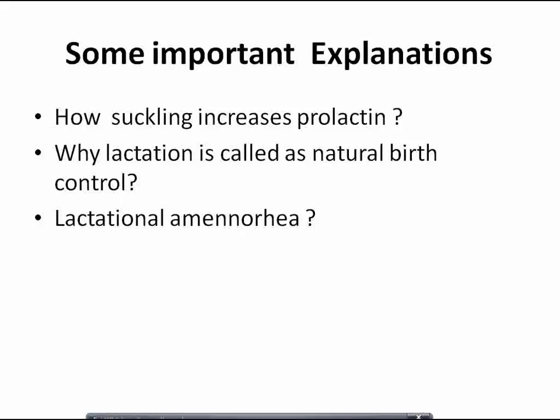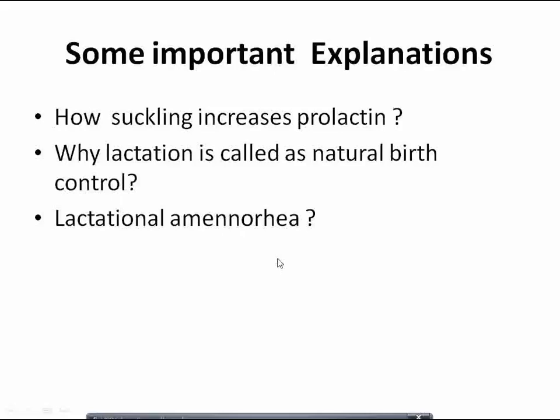So how does suckling increase prolactin? Positive feedback. Why is lactation called natural birth control? Because when prolactin is more, estrogen and progesterone are less. They are blocked. So if they are blocked, then all those changes that happen during the ovarian cycle and menstrual cycle cannot take place. So it is a natural birth control.